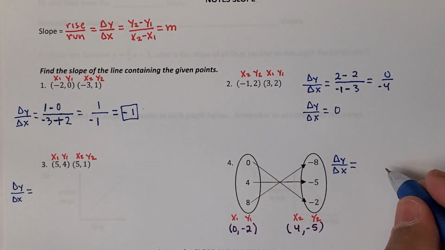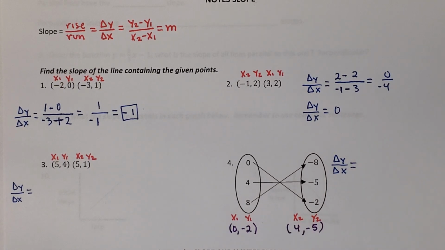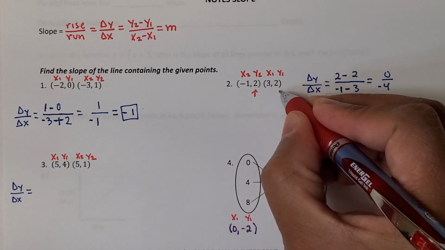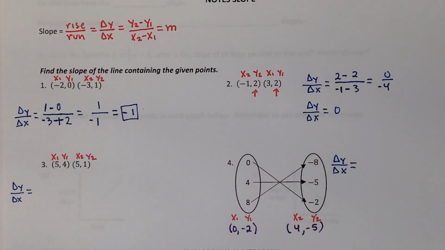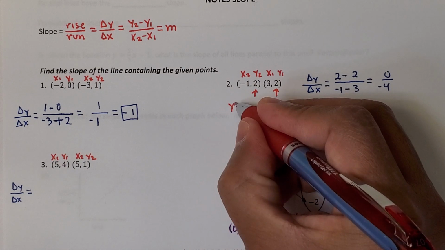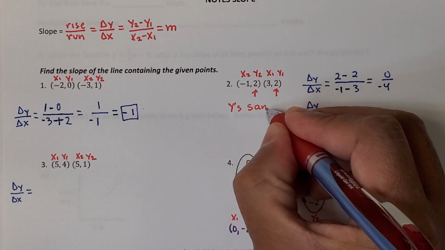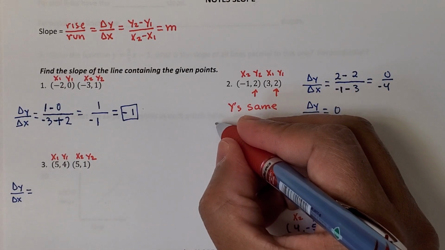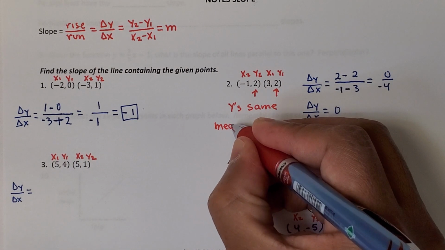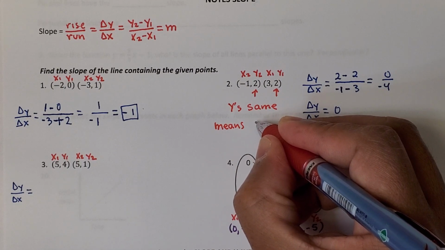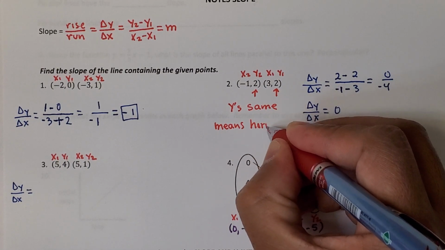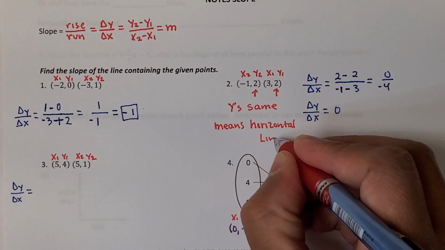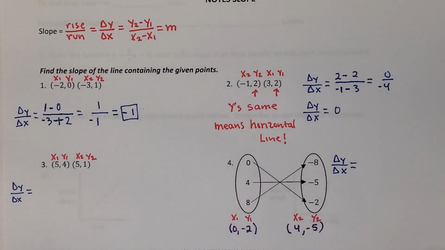So this line, just as a quick review, I want you to see something here. Notice my y values are the same. Whenever you see that, it means you're going to have a horizontal line. That's what it means, so keep that in mind. If the slope is 0, then you have a horizontal line.